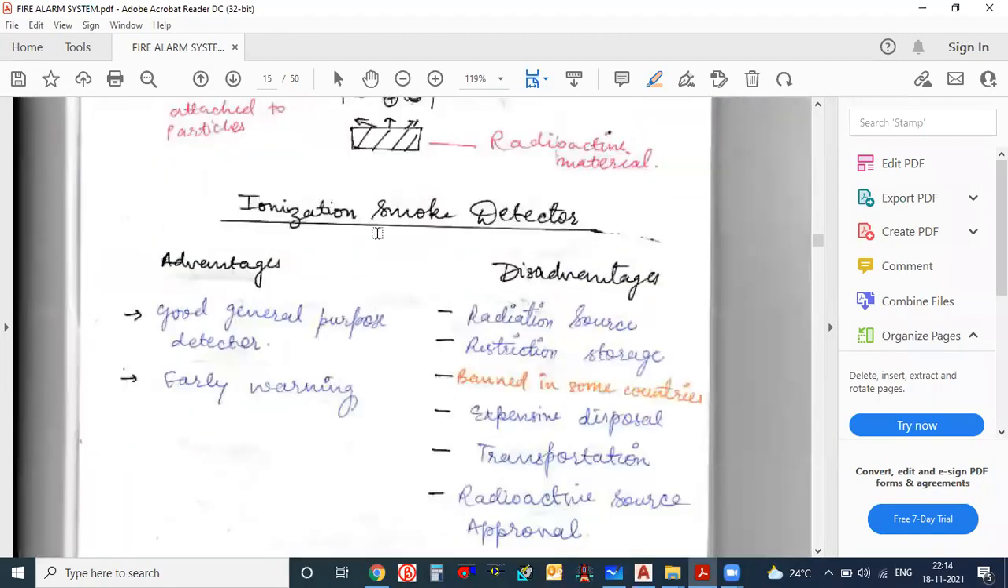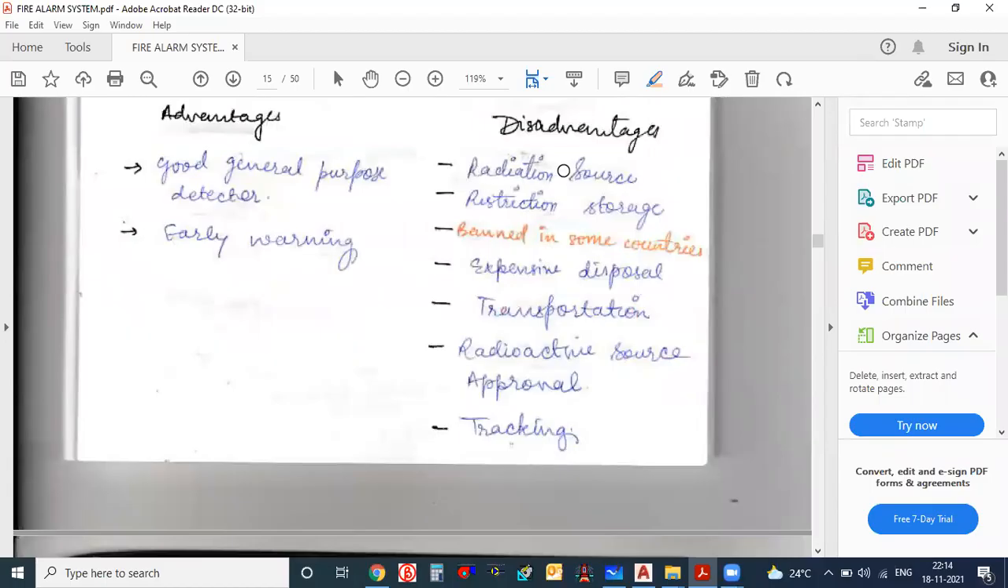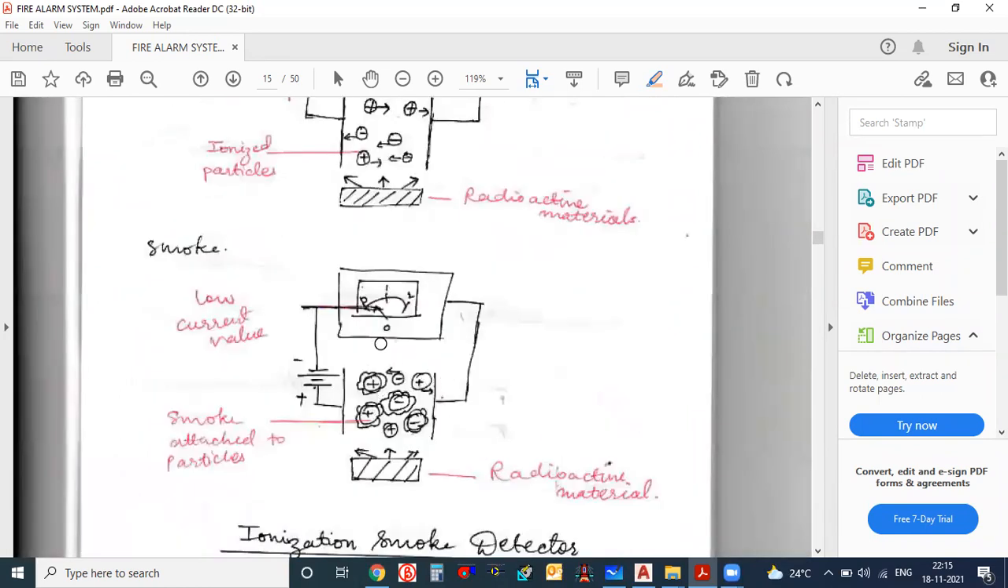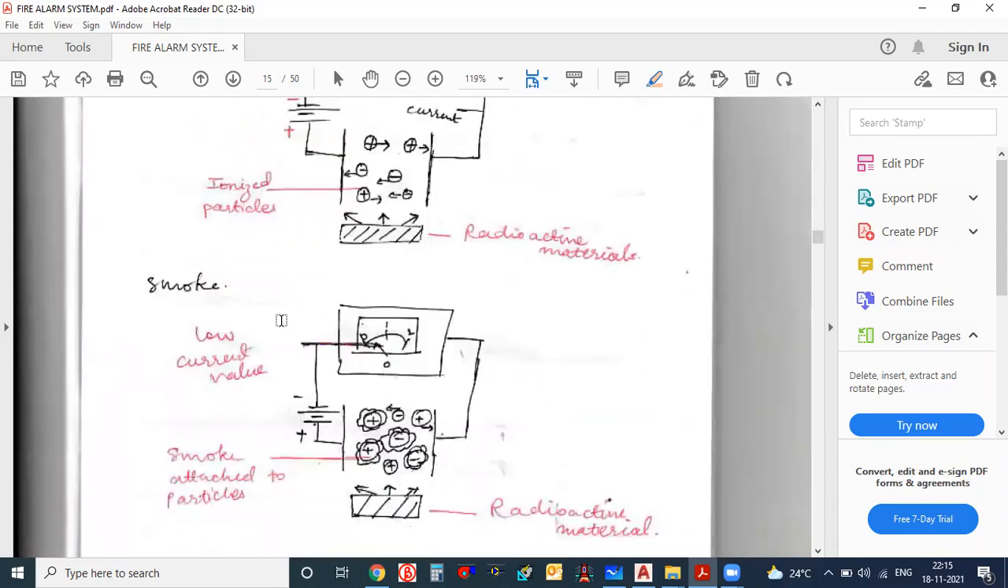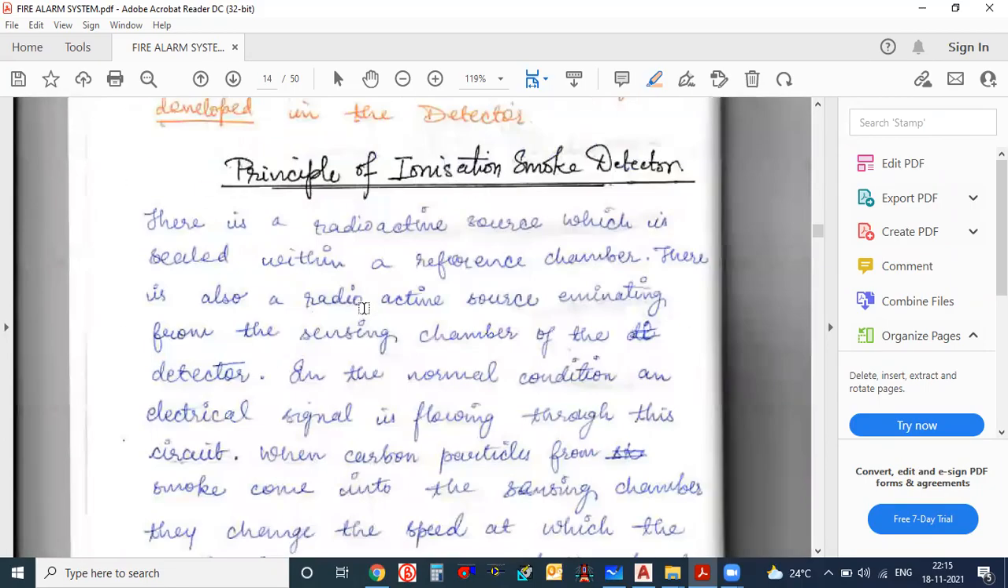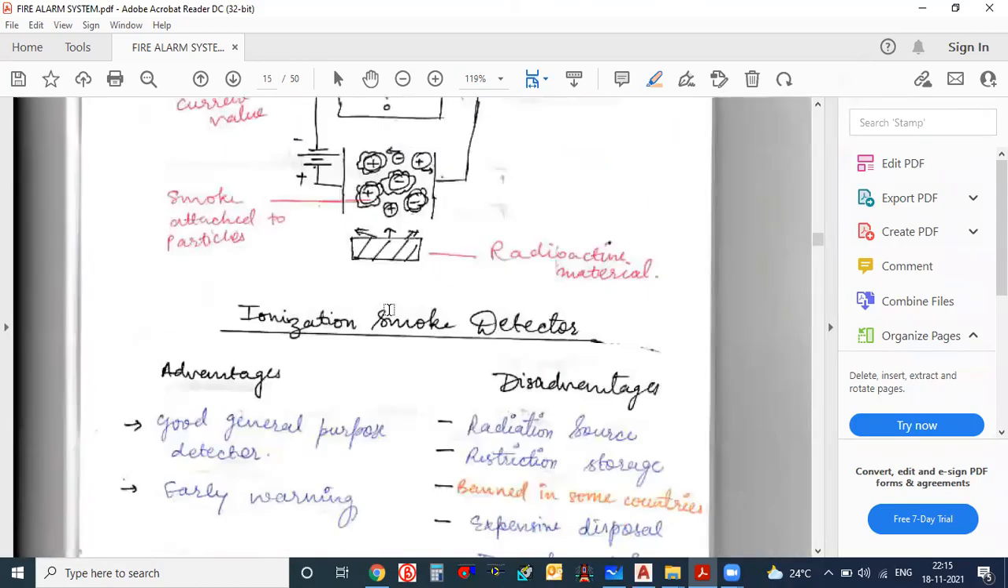Here they have given the advantages and disadvantages of ionization. Advantage: good detector, early warnings. Disadvantage: because of the radioactive source, the chances of radiation are very high, and disposal is expensive. Okay. And some things are given here, clean air, current values and all, some images. You can also get some information about the ionization smoke detector from the internet. There are a lot of documents given here.